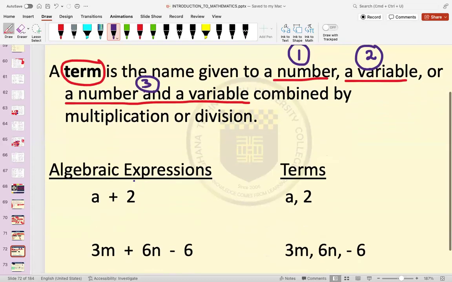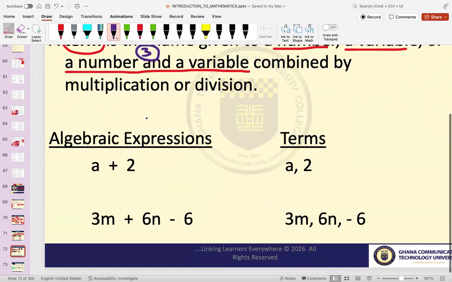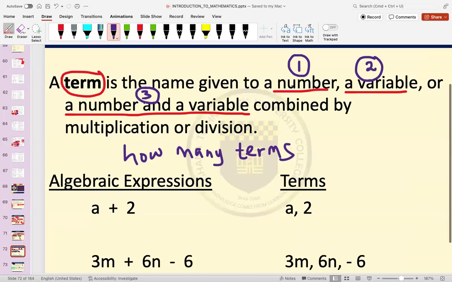Let's demonstrate that. If you take the same expression and I ask you, how many terms are you seeing in the various expressions? Okay, if I pick the first one, by definition here, a number can be called a term, a variable can be called a term. A is a term, 2 is a term, and then together I have 2 terms in this expression.